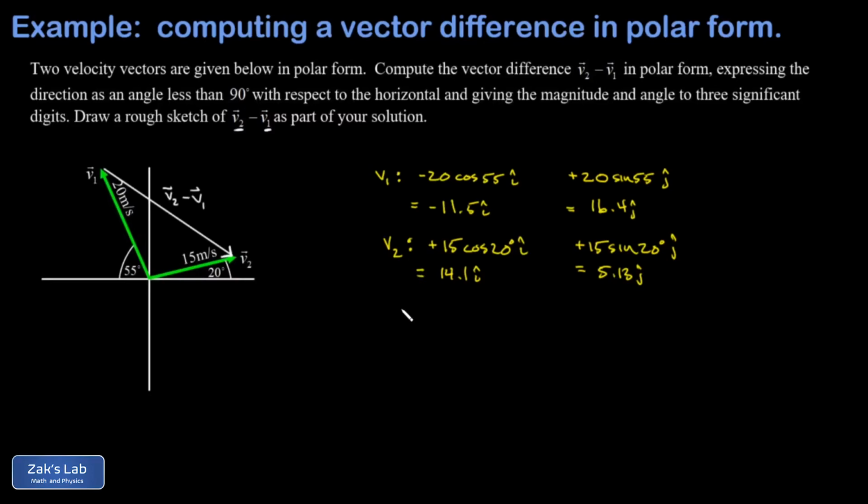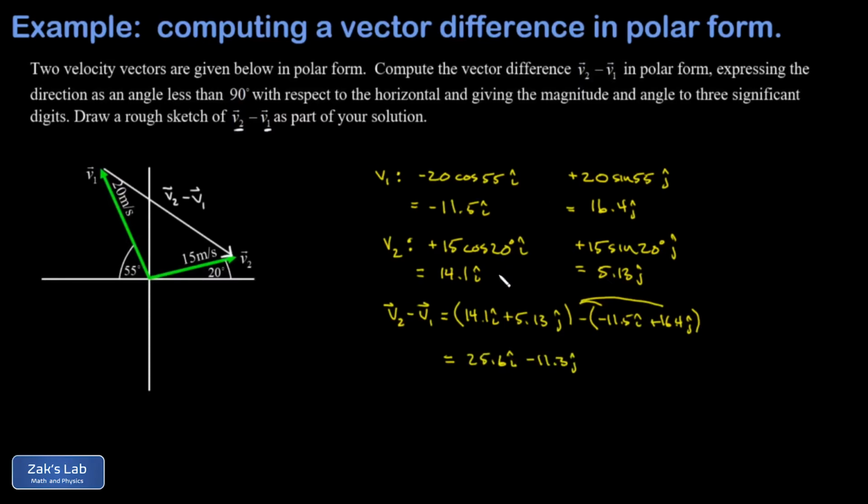Now we can compute the vector difference in component form. v2 is 14.1 i hat plus 5.13 j hat, and v1 is negative 11.5 i hat plus 16.4 j hat. So we distribute the minus sign on that second term. That gives me a positive 11.5 i hat and a negative 16.4 j hat. And then we just combine like terms for these unit vectors. And this gives me a total of 25.6 i hat minus 11.3 j hat.